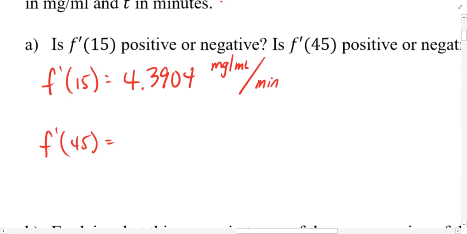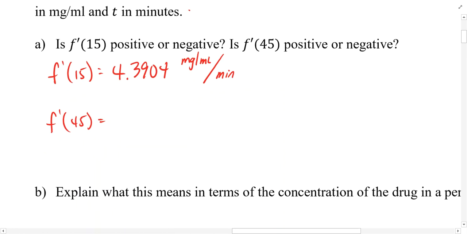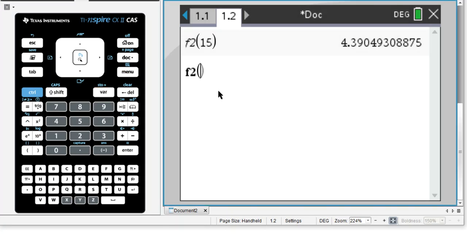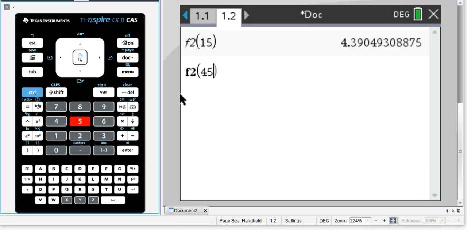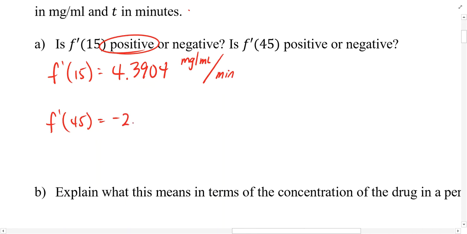So at f prime of 15, which is positive, we are increasing at a rate of 4.39 milligrams per milliliter per minute. That's how fast our concentration is increasing, because f prime of 15 is positive. We know that it is increasing. Now we can do the same thing. We can call the variable f2 again and evaluate it at 45, and we get negative 2.6448 when rounded.